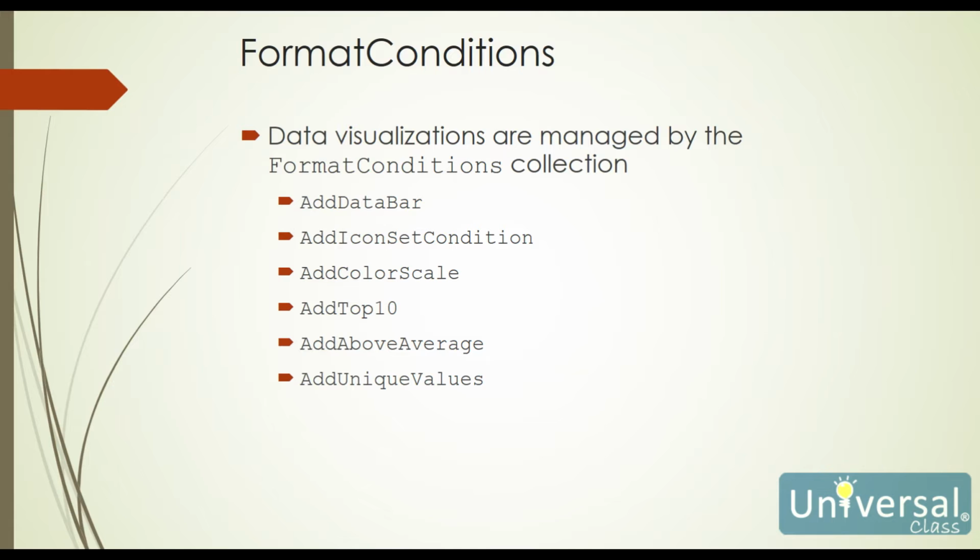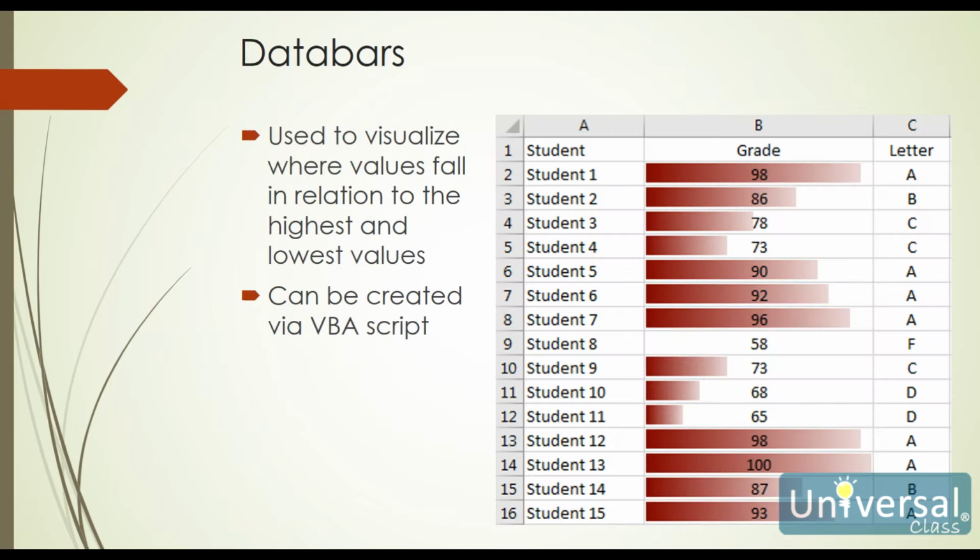In VBA, data visualizations are managed by the FormatConditions collection, and this contains things like AddDatabar, AddIconSetCondition, AddColorScale, AddTop10, AddAboveAverage, and AddUniqueValues. There are other ones that you can add also, but these are going to be the most commonly used.